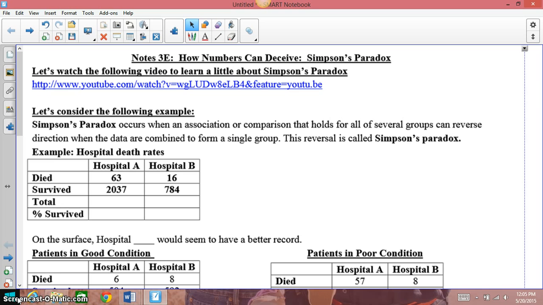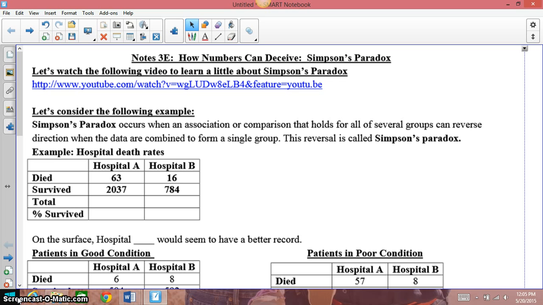Essentially, Simpson's paradox occurs whenever you look at the data in one particular fashion and you get one conclusion, and then if you look at the data in another fashion, you get a totally different conclusion. And so there's that idea of a paradox, but yet it's the same data, but ordered differently. So that's what we're looking at here.